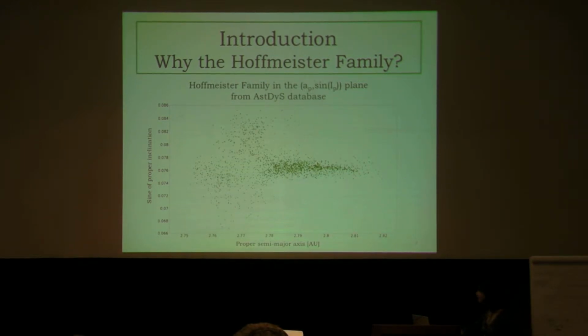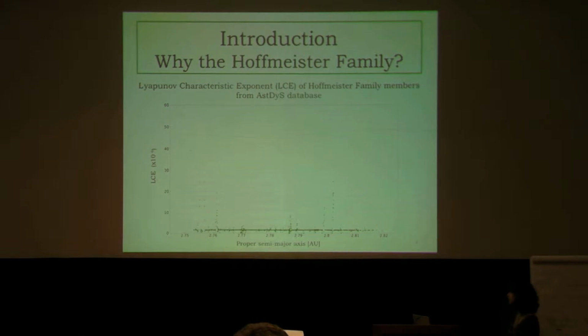But actually, if we plot the Lyapunov characteristic exponent of the members of this family, we cannot see any features which could explain this diffusion in inclination. So something is probably missing in our first dynamical picture of this region.